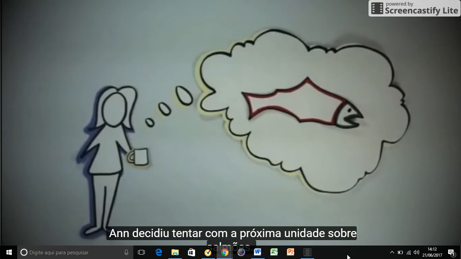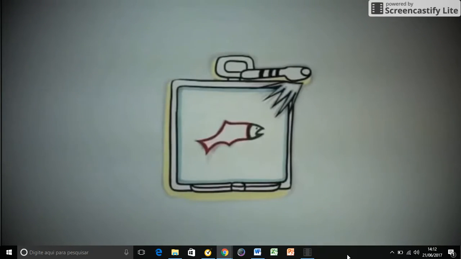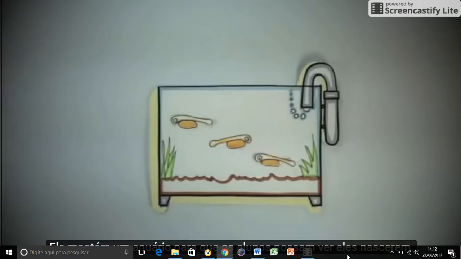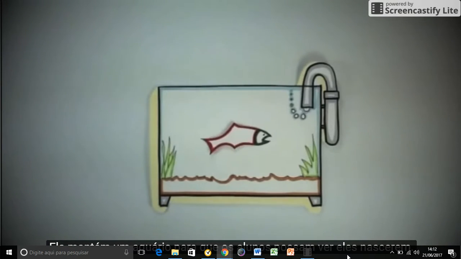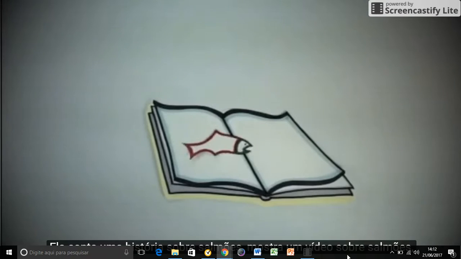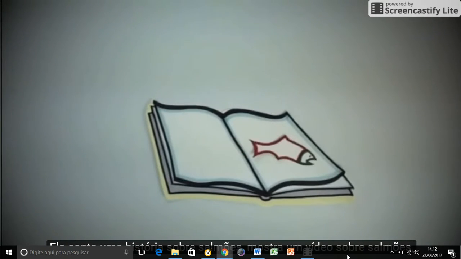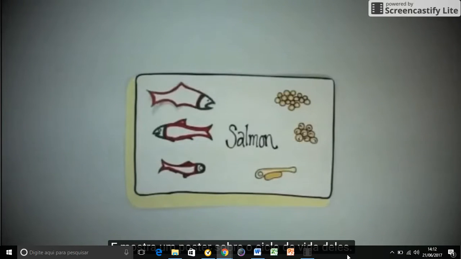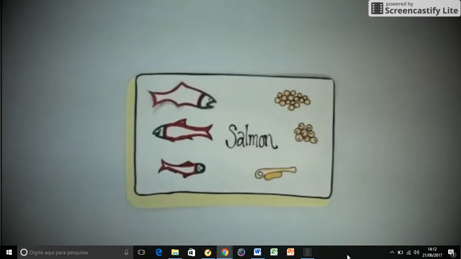Anne decides to try it with her upcoming salmon unit. She uses a smartboard to introduce vocabulary. She sets up an aquarium so students can watch salmon hatch. She reads a story about salmon, shows a video about salmon, and displays a poster of the life cycle.